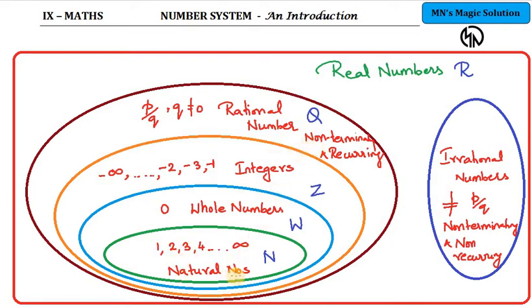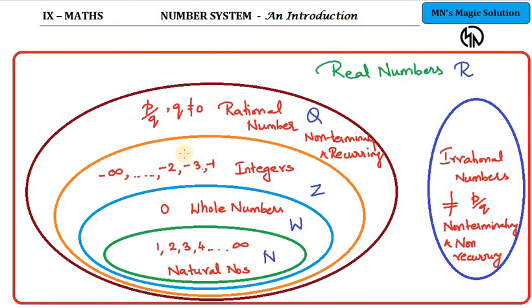So the natural numbers range from 1 up to infinity. 1, 2, 3, 4 up to infinity. All the numbers are called natural numbers. And when 0 is added to the set, that is from 0, 1, 2, 3 up to infinity, they are called whole numbers and it is denoted by capital W.